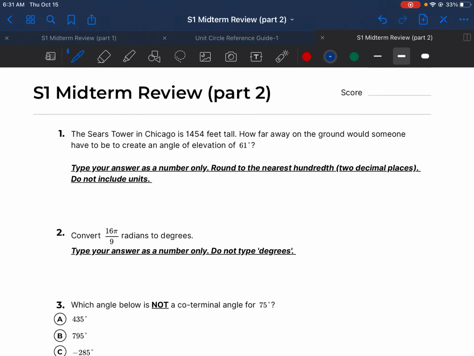In problem 1, we have the Sears Tower in Chicago is 1454 feet tall. How far away on the ground would someone have to be to create an angle of elevation of 61 degrees? Let's go ahead and draw a model for our problem.